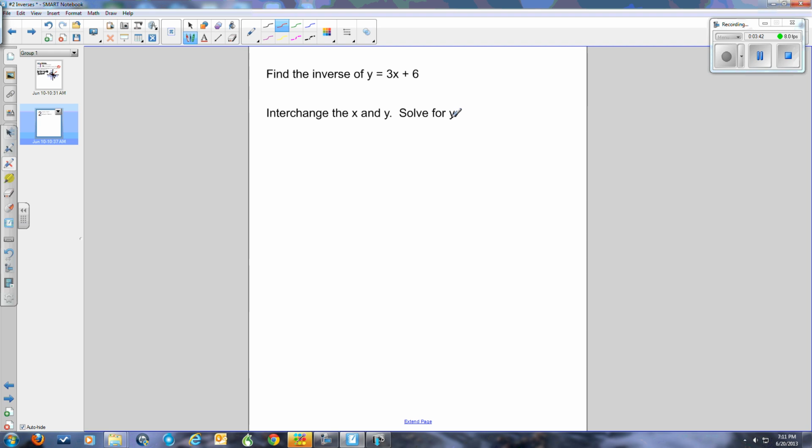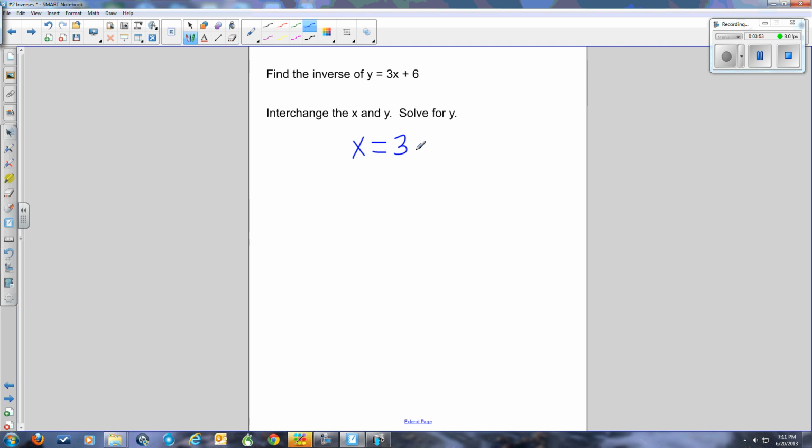Let's find the inverse of y equals 3x plus 6. Now, the only thing we're going to do is interchange the x and the y. So instead of having y equals 3x plus 6, we're going to have x equals 3y plus 6. And then we just solve it for y, which we've done with literal equations. So let's do that. If we want to solve for y, we start by subtracting 6 from each side.